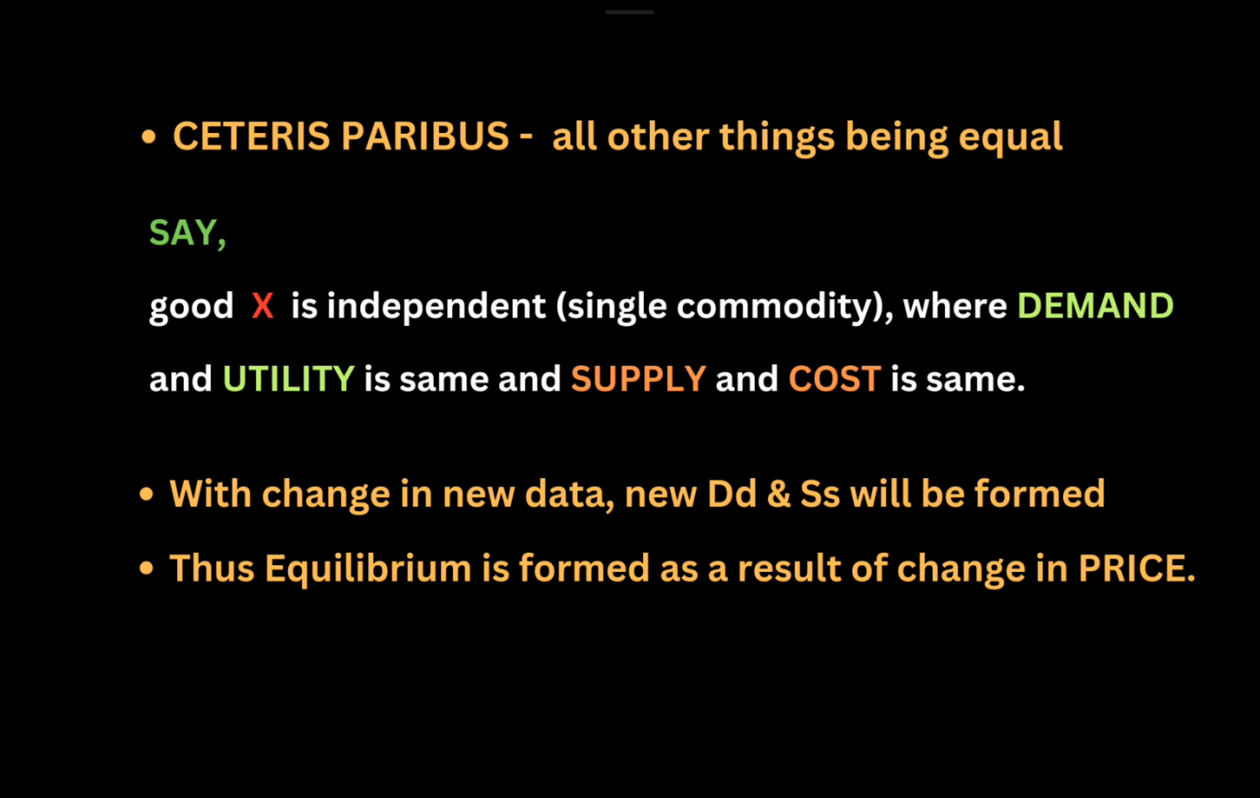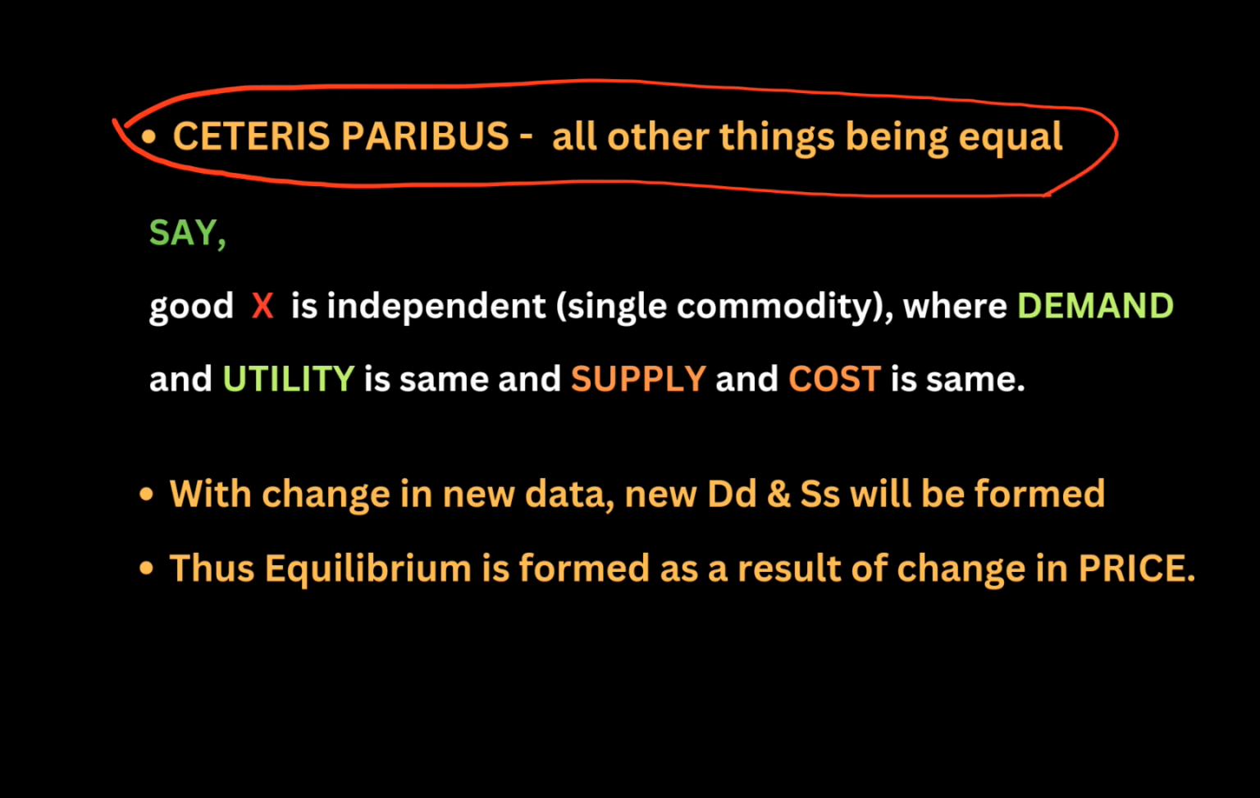Now moving to the main explanation of this approach, ceteris paribus. Keep this word in your mind. Ceteris paribus means all other things being equal. All other things being equal means income of the consumer, taste and preference of the consumer, production function, factors of production, everything is equal for every consumer. That is the basic assumption. Ceteris paribus means all other things being equal.